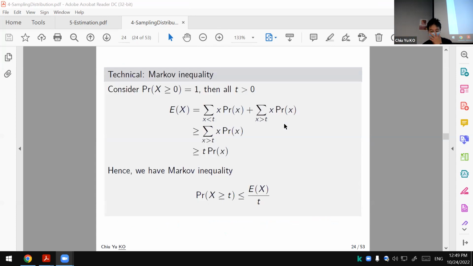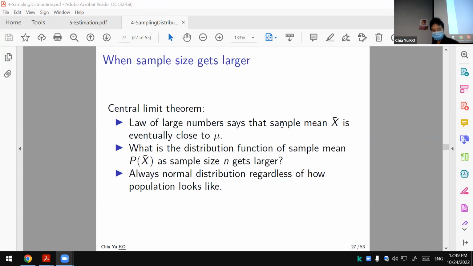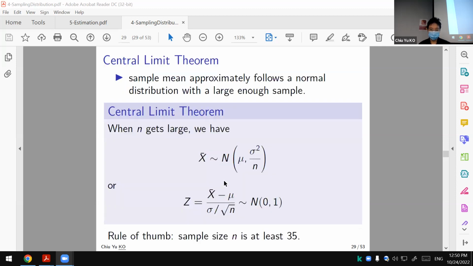So the law of large numbers. And the next is the central limit theorem, as I said. When the sample size gets larger and larger, the sample mean actually goes to the bell curve.